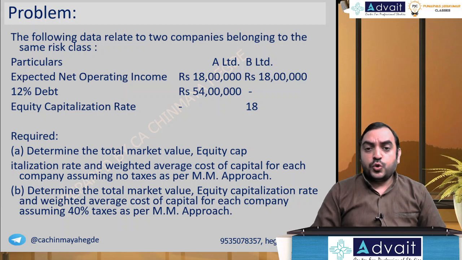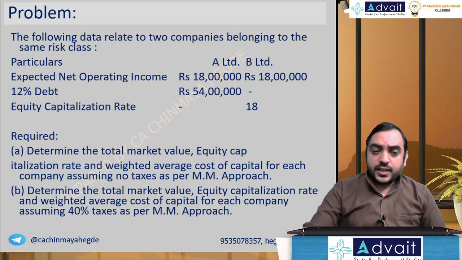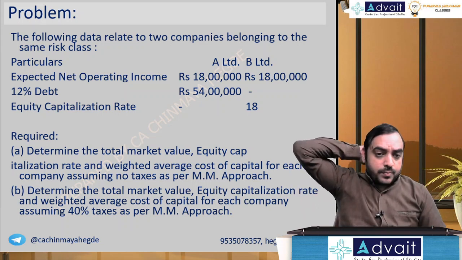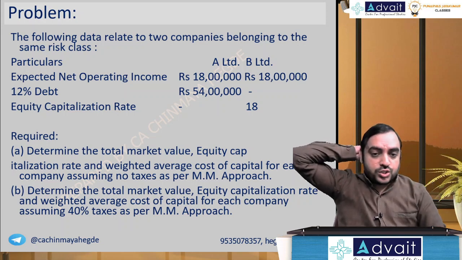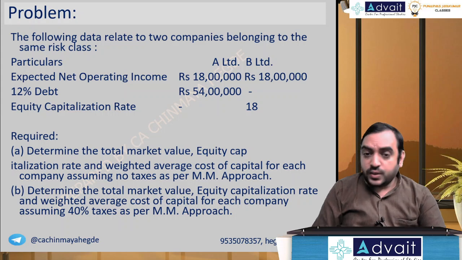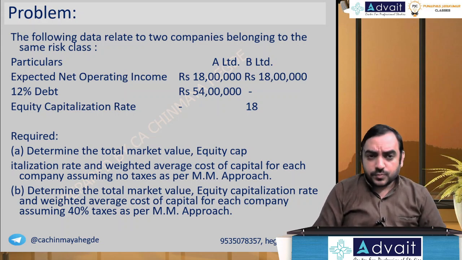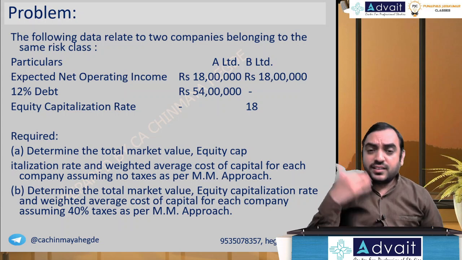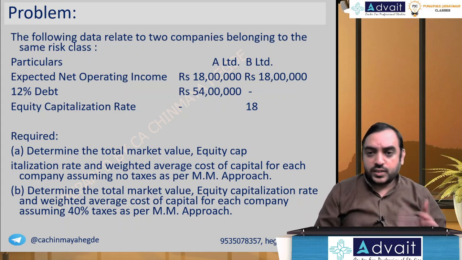The following data relate to two companies belonging to the same risk class. Particulars: A Limited, B Limited. Expected net operating income, 12% debt, equity capitalization rate. Determine the total market value, equity capitalization rate, and weighted average cost of capital for each company, assuming no tax as per M&M approach. Then determine the same assuming 40% tax. So basically, with taxes, how the value will come, and without taxes, how the value will come. That's what it is all about.